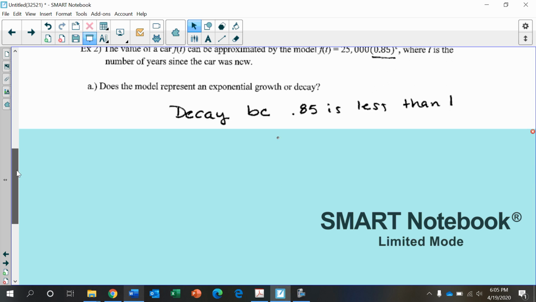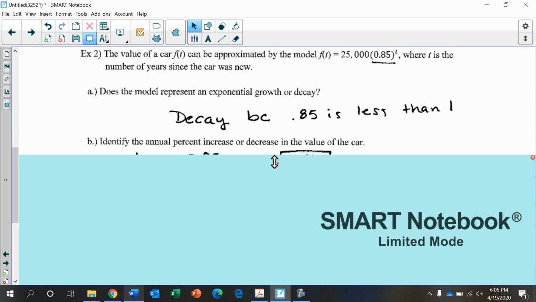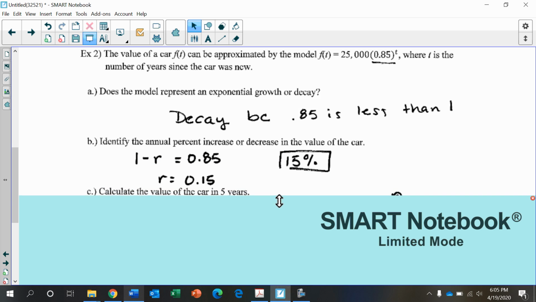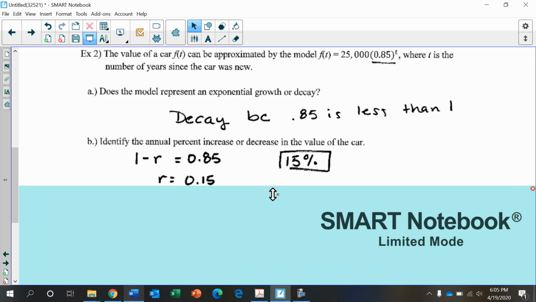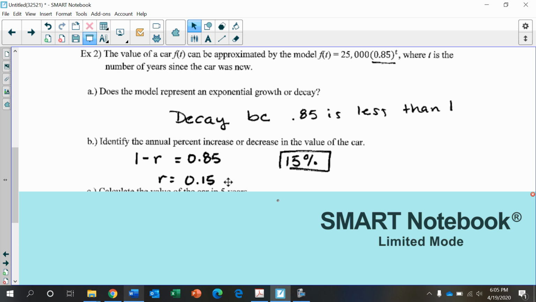Next question. It says identify the annual percentage increase or decrease of the value of a car. You guys already did this in the last lesson. So again, we're taking this value here and we're minusing 1. If you minus 1 from it, you're going to get negative 0.15. We know negative just means a decay. And then it's going to be 15, which is what I got here. Just did it differently, which is not a big deal. And then I'm just going to move the decimal over twice and get 15%.